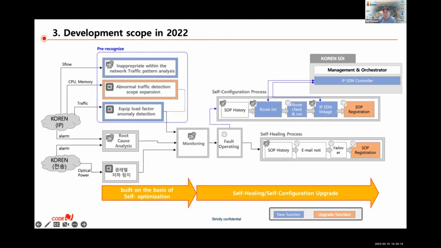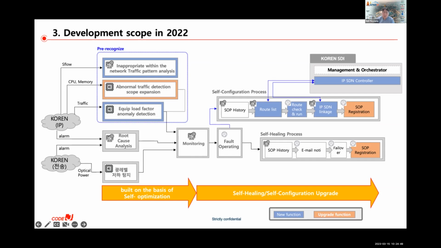Alarms generated by network equipment come only after the failure has already occurred. In order to recognize the failure in advance, the usage and traffic volume of the equipment are monitored. In other words, it is possible to prevent a failure by monitoring the overload of equipment or the amount of traffic generated before a failure occurs. Therefore, in 2022, the detection range of abnormal traffic was expanded from the subscriber section to the backbone section.